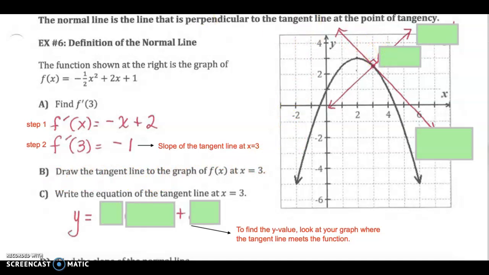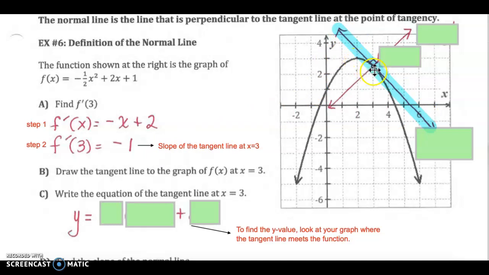So this line right here is going to be the tangent line. Remember, the tangent line just touches the graph at one specific point. It doesn't actually cross it, it just touches it. So this is our tangent line if we were to draw it.